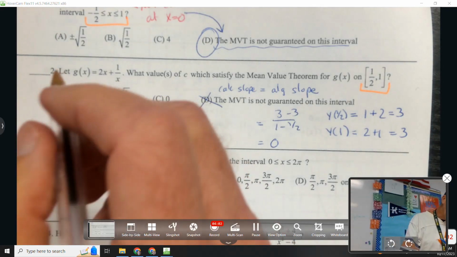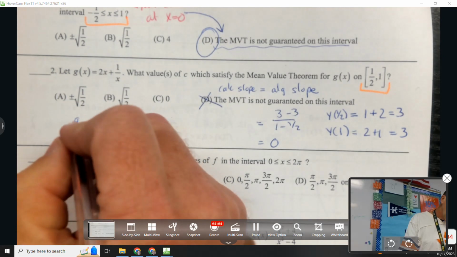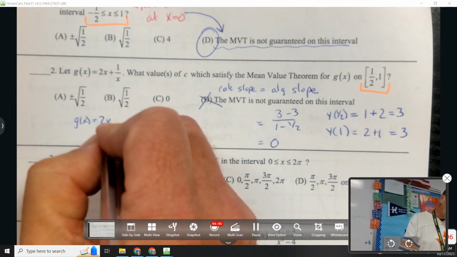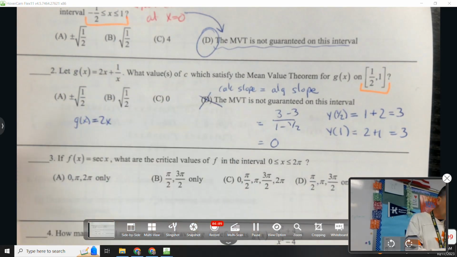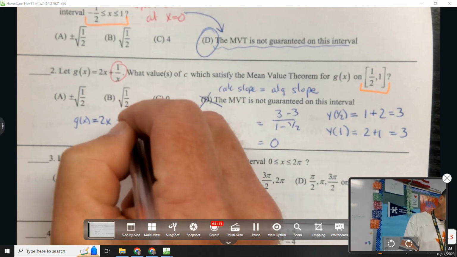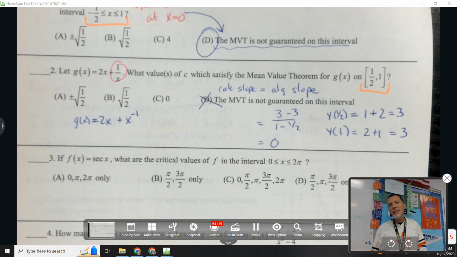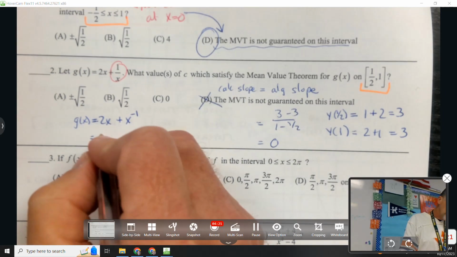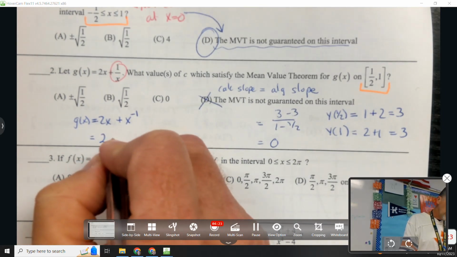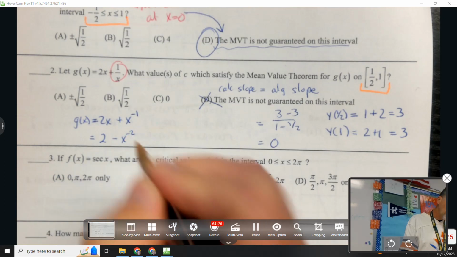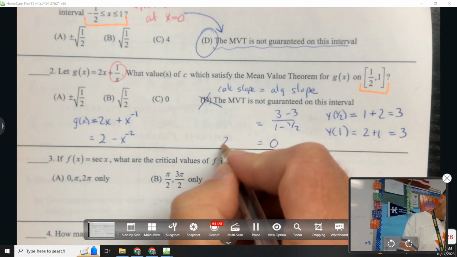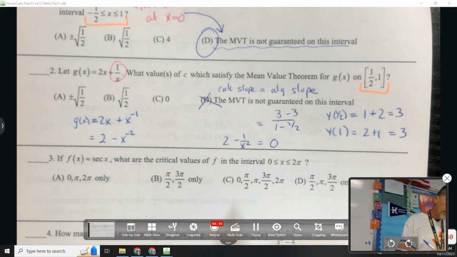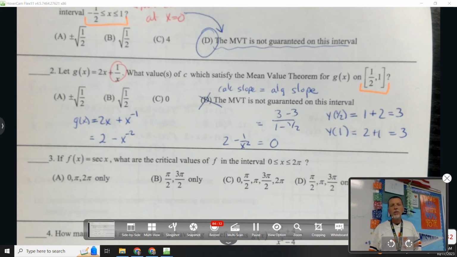My calculus slope, I think I'm going to rewrite this. So many people mess up the derivative of 1 over x. So it might be helpful to rewrite it as x to the -1, because then it's a power rule thing, and you're not trying to figure out what 1 over x is. So that's 2 minus x to the -2. So 2 minus 1 over x squared is my calculus slope.